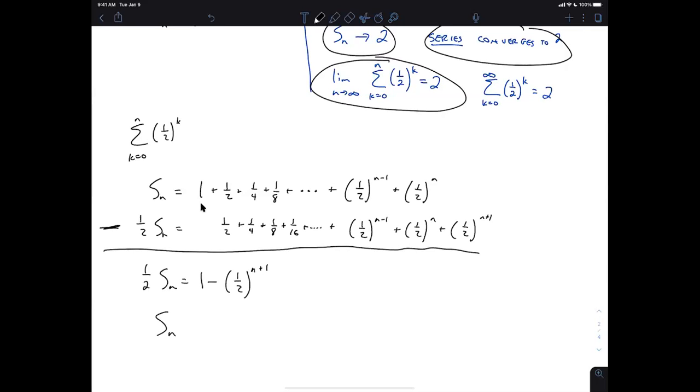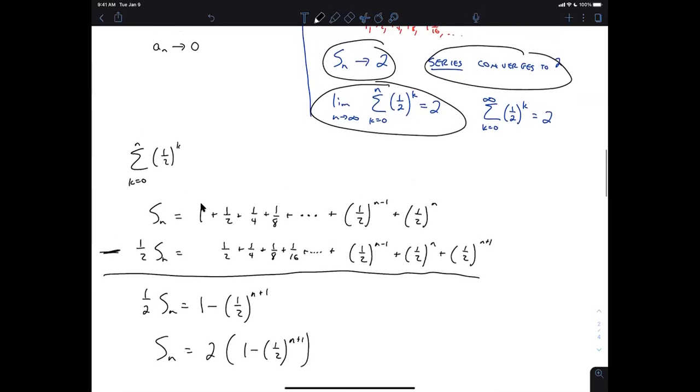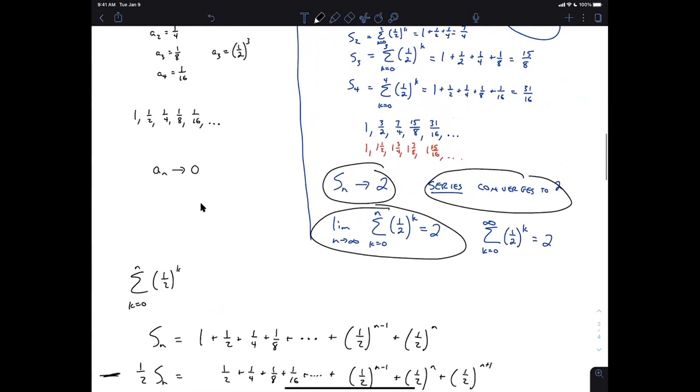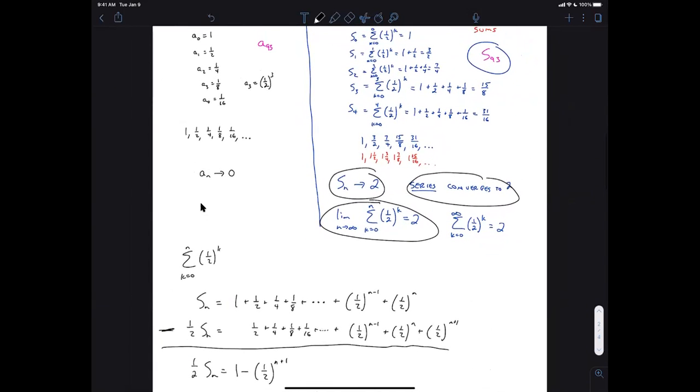And now Sn is 2 times 1 minus 1/2 to the n plus 1. I know that's fast, but does everybody follow what I did there? Okay, so I'm going to copy it down, and zoom out a little bit. What this does is it lets us figure these things out.